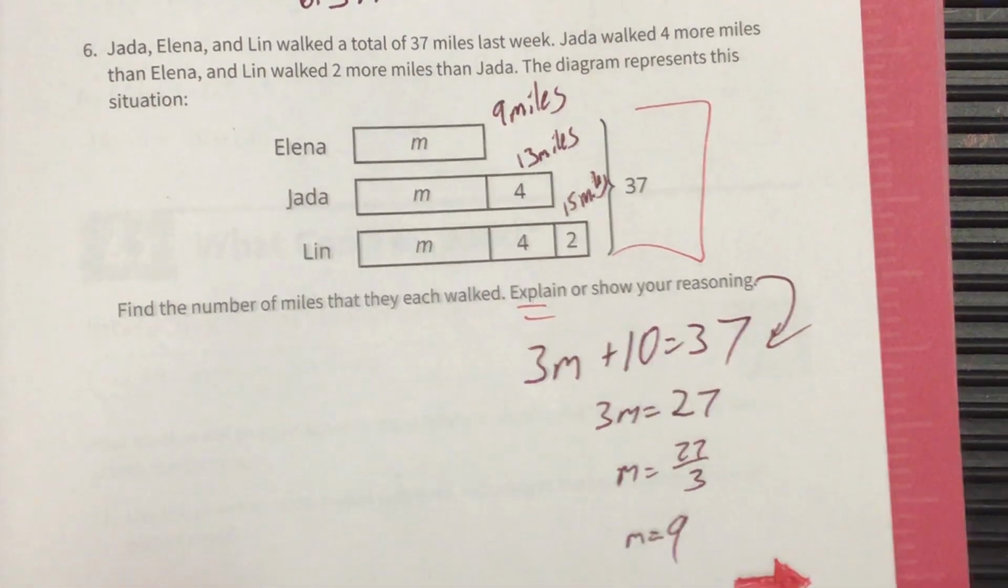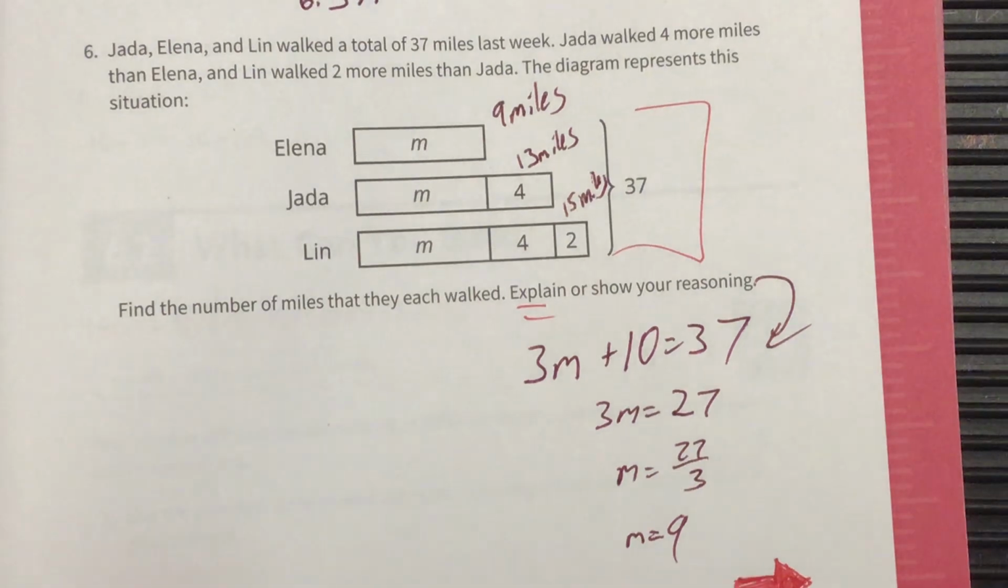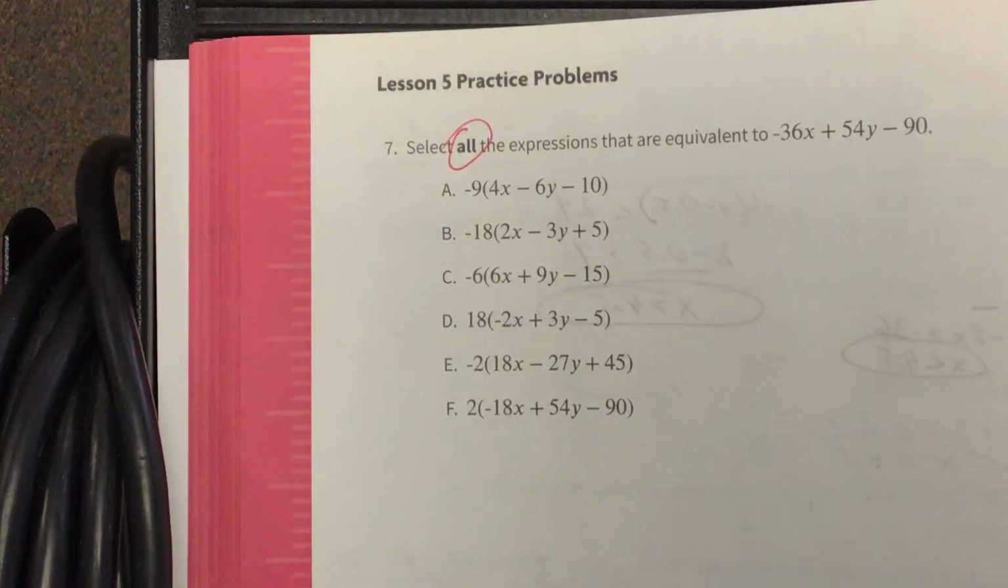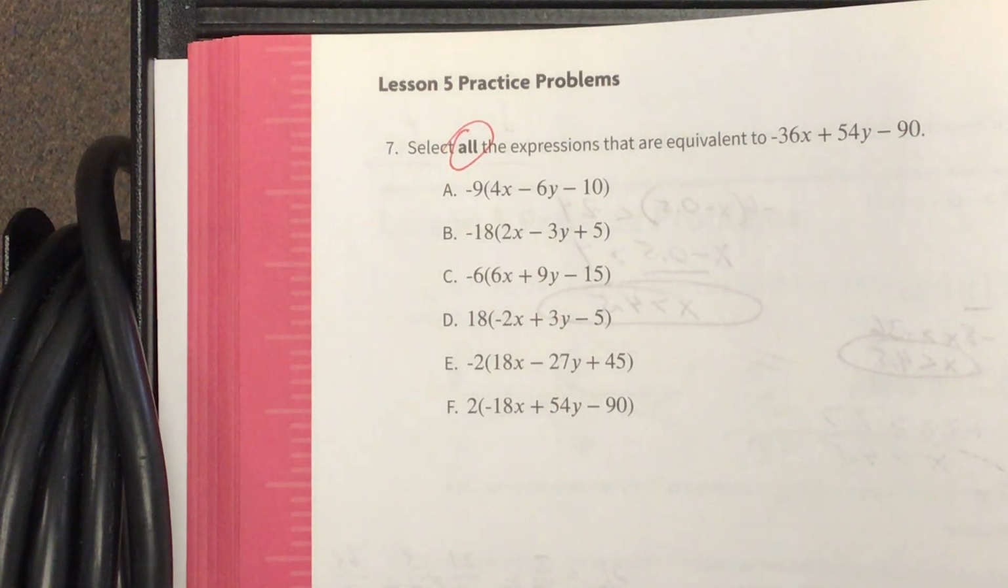Okay, explain or show, we did that. I'm just plugging it back in again. All those answers should add up to 37. Final question. Select all.